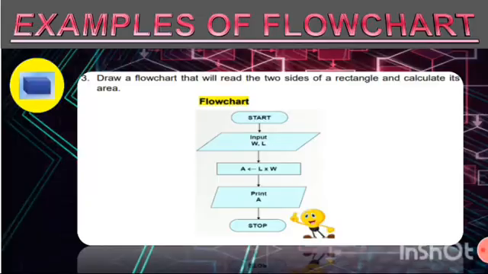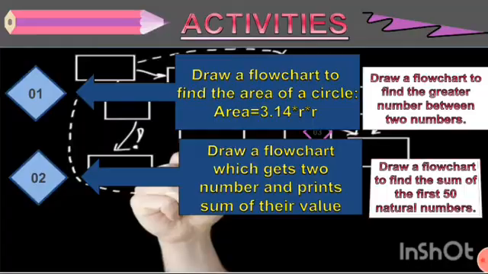Now let's move to the activities. These activities will enable you to test your skills learned from the past lesson. First activity, draw a flowchart to find the area of a circle. The formula is area equals 3.14 times radius times radius. Second activity, draw a flowchart which gets two numbers and prints the sum of their values.